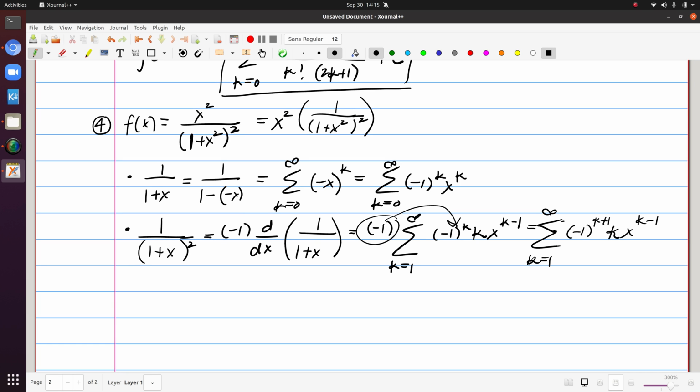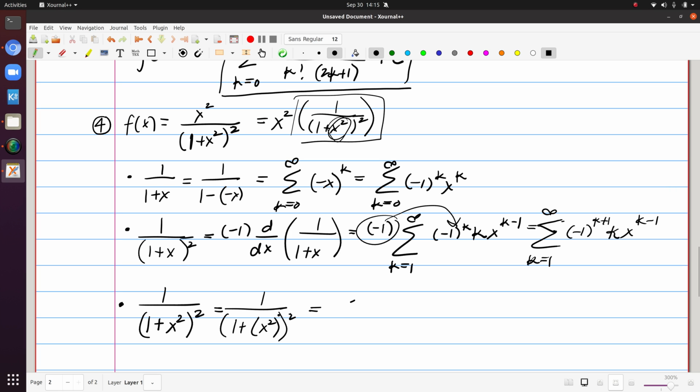The next thing I might do, if you think about the connection of that to what I have up here, is I have to do function composition again. So I'm going to think of that as 1 over (1 plus x squared), where x squared is replacing x. So I take my series that I have on the line above and I replace x with x squared. And again, in simplifying that, the terms now become (negative 1) to the k plus 1 times k times x to the 2k minus 2.